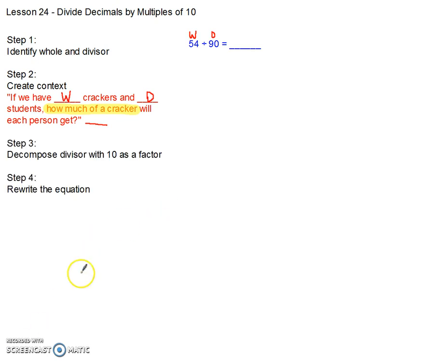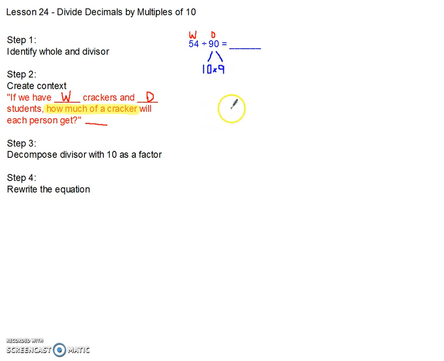Step 3 is we want to decompose the divisor using 10 as one of our factors. So my divisor is 90, so I'm going to decompose this into two numbers, and one of those numbers has to be 10. So I'm going to fill my 10 in, and then I'm going to ask myself, what times 10 would equal 90, my divisor? And I noticed right away that it's 9 times 10. So I decomposed 90 into 10 and 9.